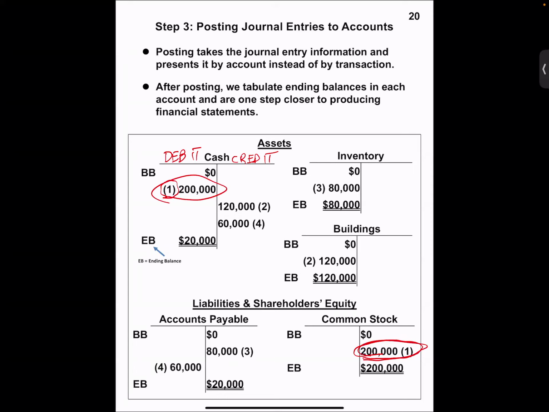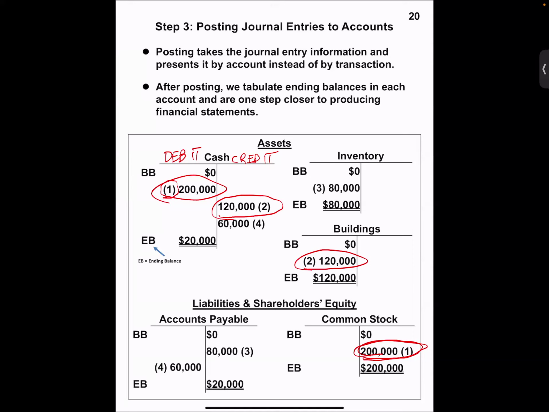The second journal entry is where we bought a building for $120,000. So we debited our building account 120, and we paid cash, so we credited our cash account. Okay, so there's the 4. You see that there's 4 journal entries, how they affected our T accounts. Let's just look at how we work through the balances in our accounts.